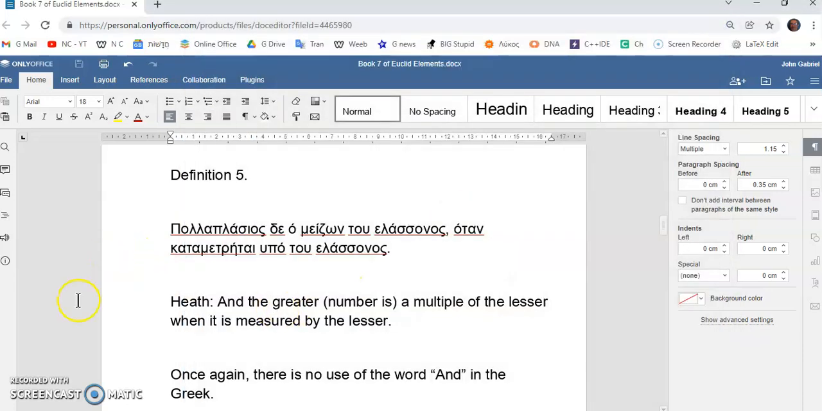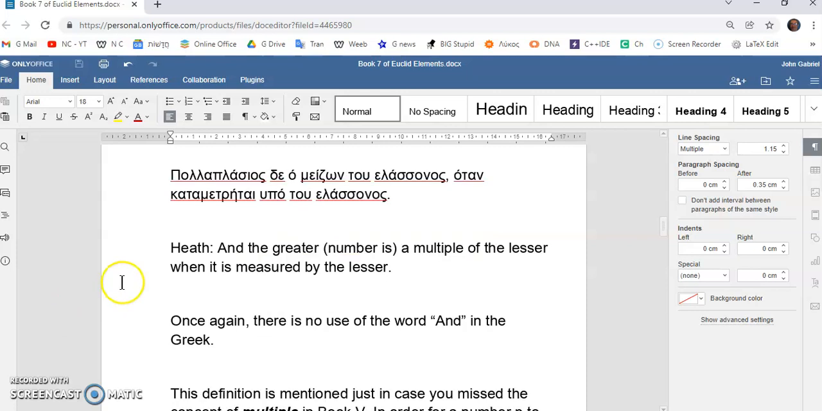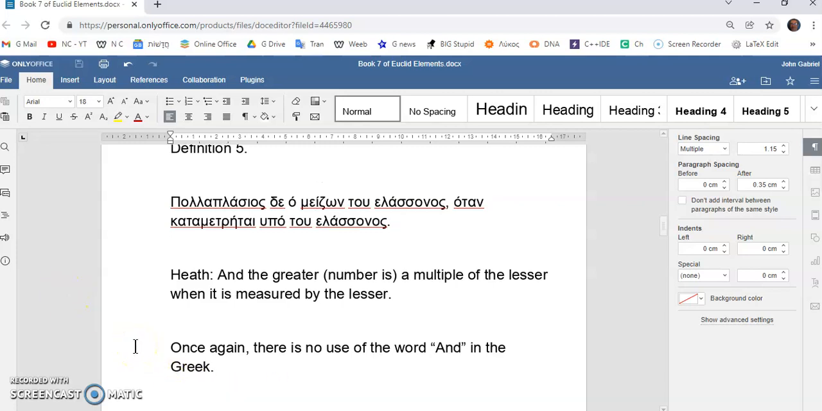Now remember, Book 7, as just a recap, is a transition to algebra, okay? And the transition is done through the abstract unit. So definition 5 tells us that a number is a multiple of a lesser when it is measured by the lesser. What that means is that if P is a multiple of Q, then P divided by Q leaves no remainder, okay? That's what it means, really.